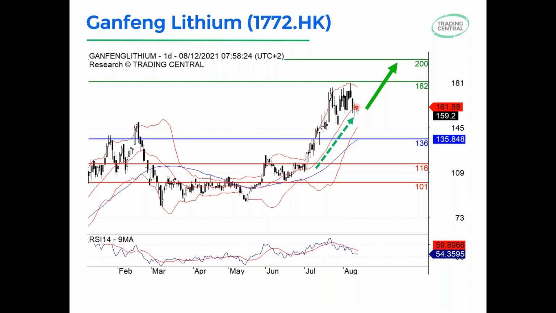This one, Ganfeng Lithium, a Hong Kong stock. It is a Chinese company, but it is listed in Hong Kong, and you can find the corresponding CFD on the Philip Futures page. So what is lithium? You can see this one is also connected with the previous two stocks I introduced. Yes, lithium is used for making high-grade batteries, and of course also used in electric vehicles.